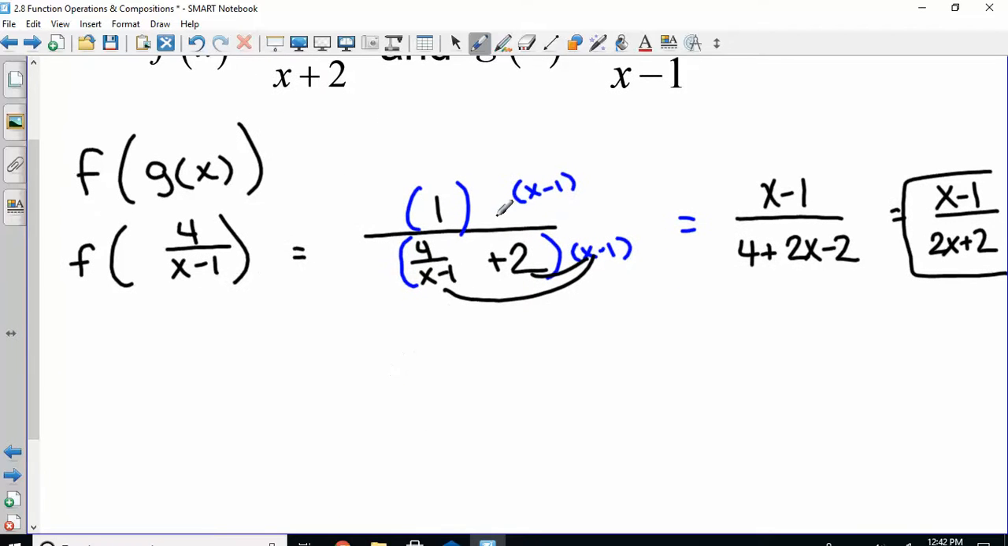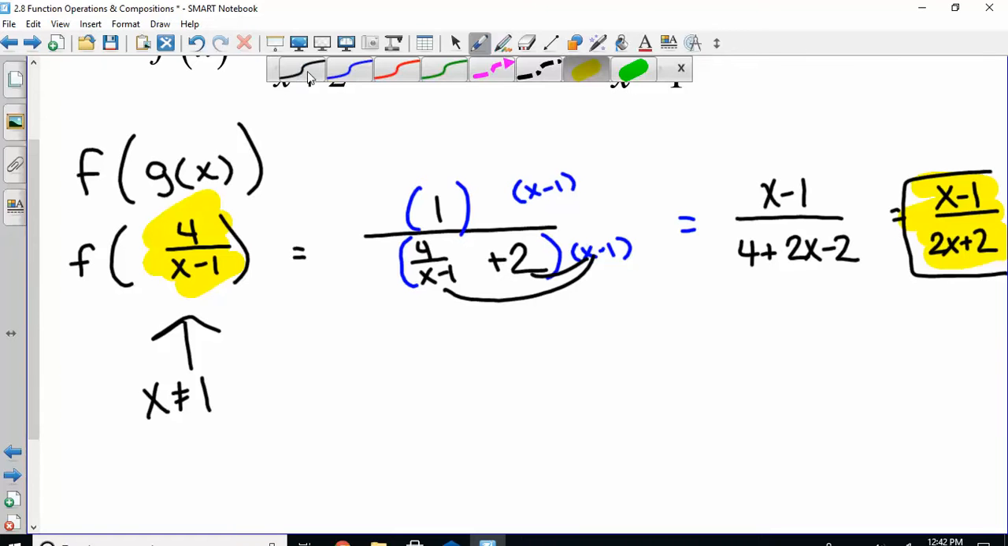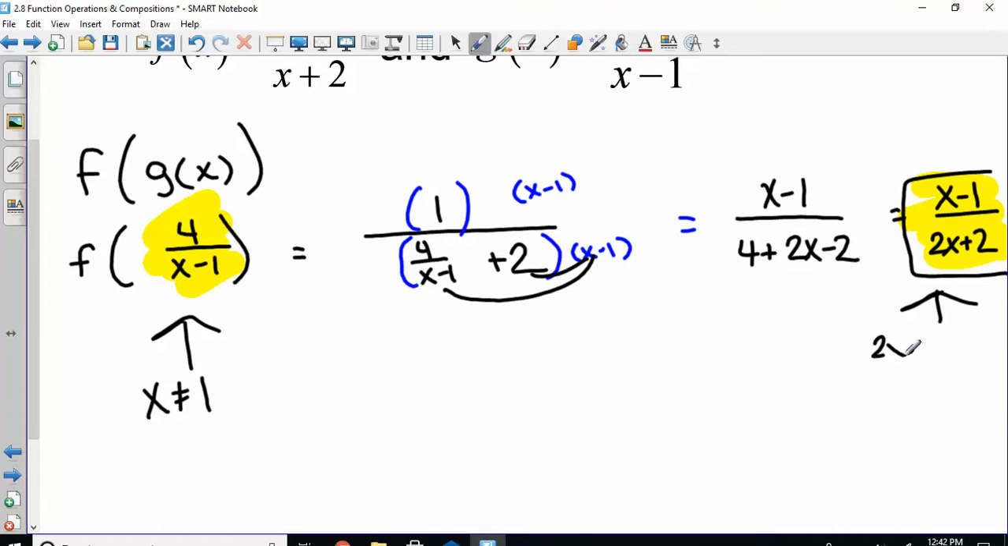Okay, that's my composition. For the domain, you look two places. The inside, the first thing you plug in. So if I'm looking at that, what can x not equal? Because that makes the bottom 0. Then we look at our final answer. How do we find that domain? The bottom can't be 0. And you get the x can't be negative 1.